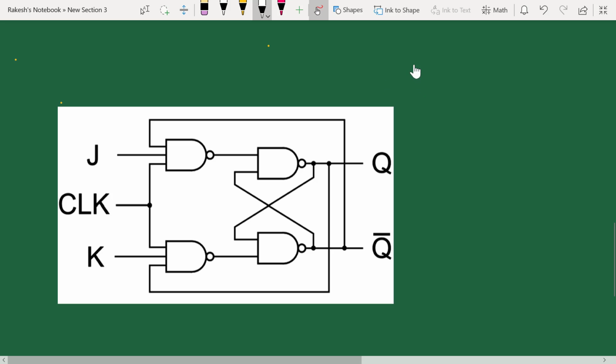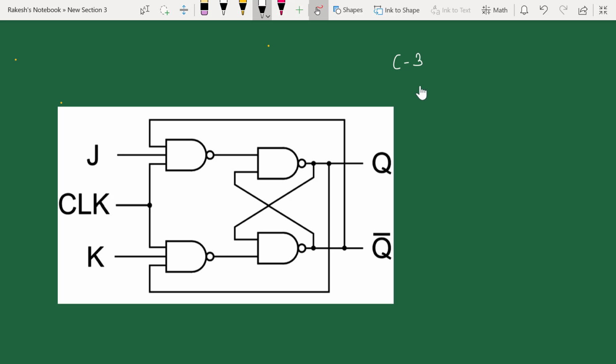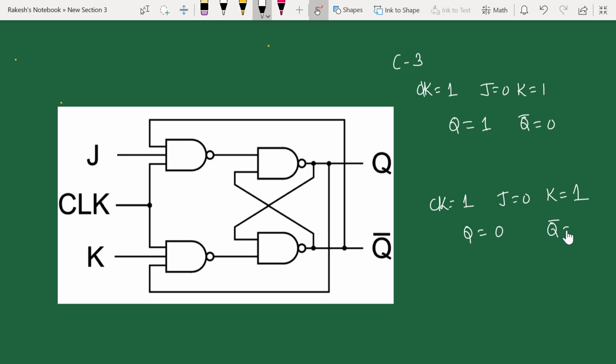Now let us see case 3. For case 3 I am considering again clock is 1. This time I am considering my J is 0 and K is 1. Same, I am considering my previous output as 1 and Q bar will be 0. This is the first consideration, and for the second consideration I am taking my clock as 1, J is 0, K is 1. At the same time considering my previous output this time as 0, and this will be 1.